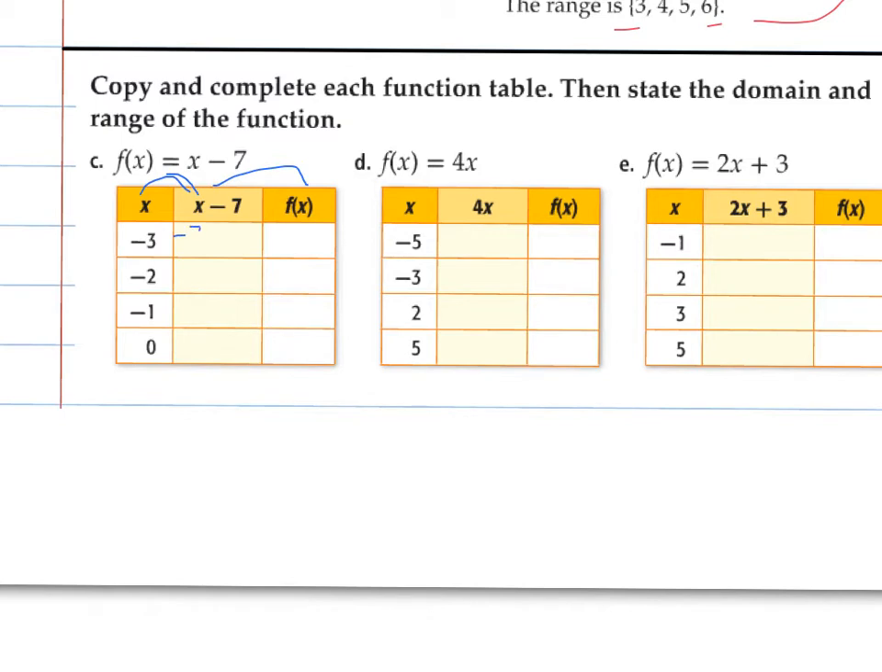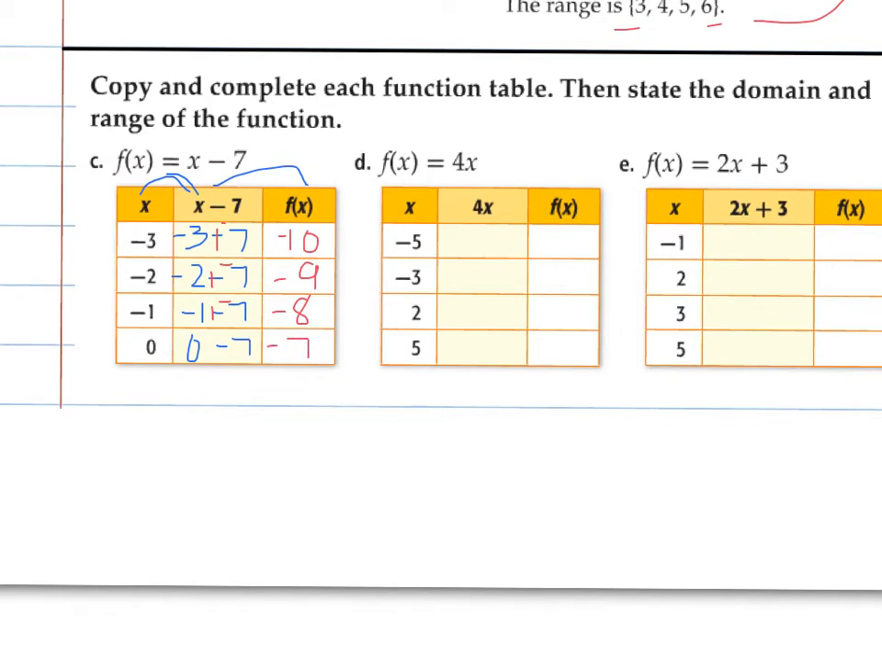So we do -3 minus 7. Hopefully you remember your subtraction rules, and you get out a -10. -2 minus 7, add the opposite rules, is -9. -1 minus 7 is -8. And 0 minus 7 is -7.